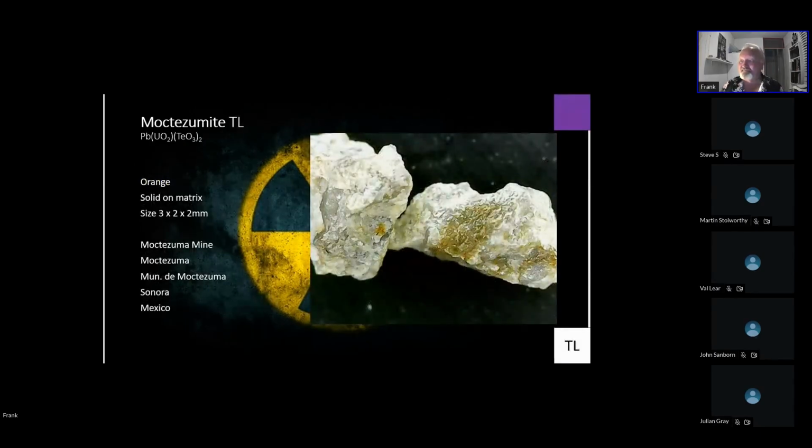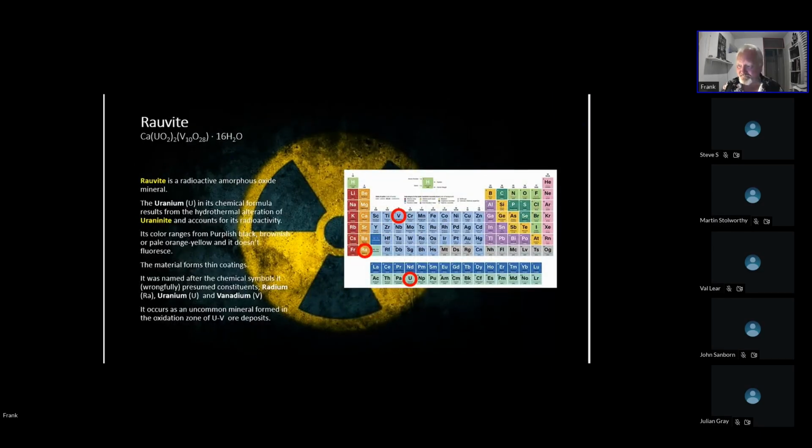Moctezumite, a monoclinic oxide mineral. Its color comprises of all shades of orange and it doesn't fluoresce. The material can be blade-like or forms rosettes, and it was named after the type locality, the Bambolita mine, Moctezuma, Sonora in Mexico. It occurs as a secondary mineral formed in an oxidation zone of a hydrothermal gold tellurium deposit.